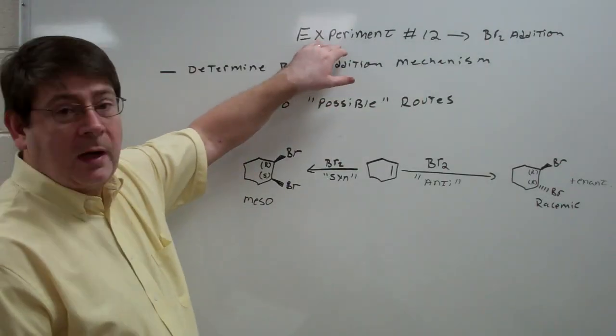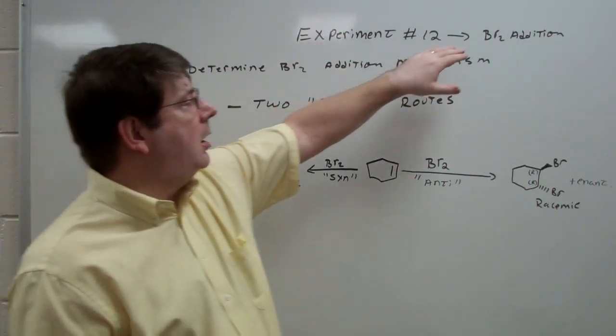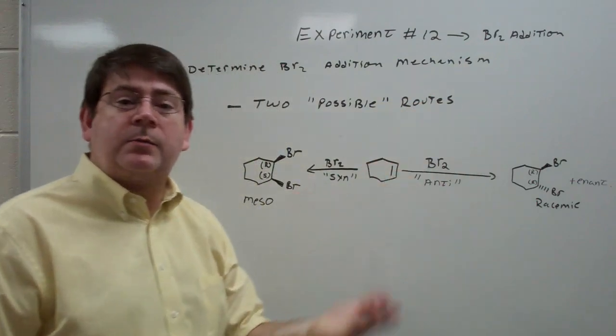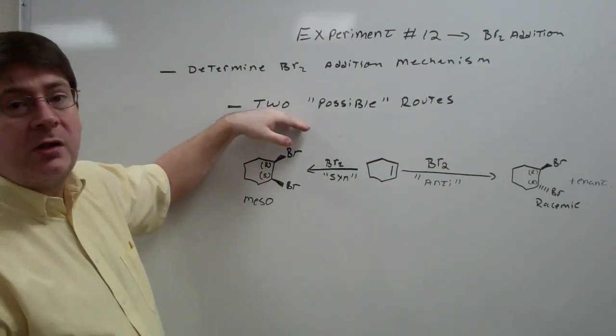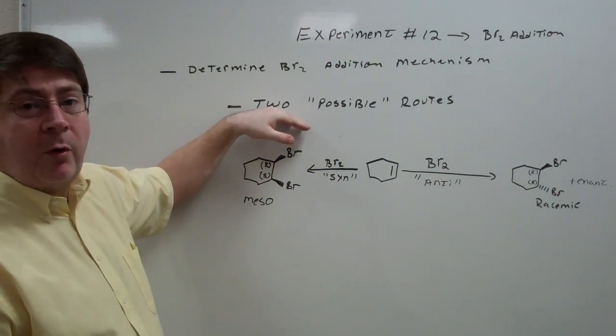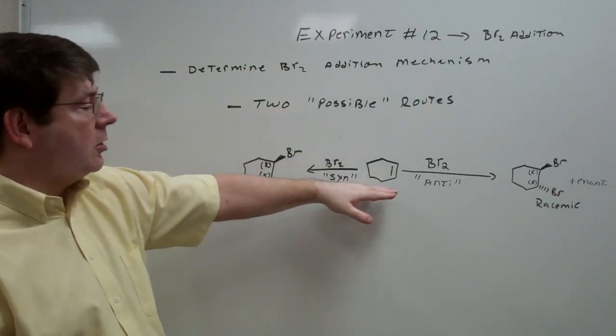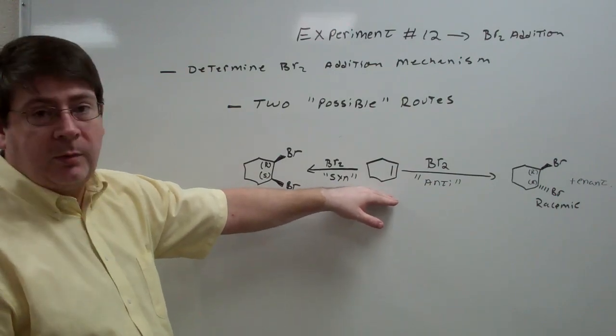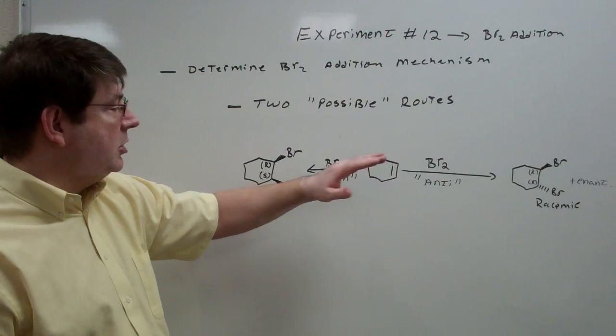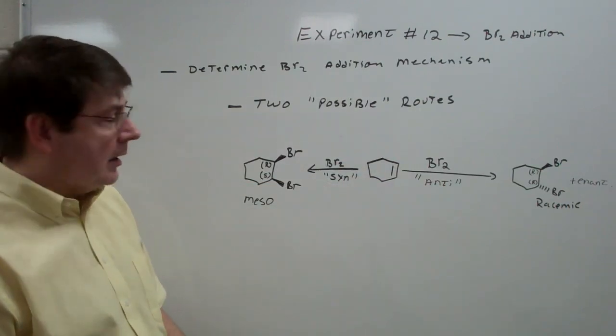So today we're going to be talking about experiment 12, which is the bromine addition to an alkene. This reaction is set up because there are two possible routes that one can conceive of for the addition of bromine across an alkene. I'm just going to start off with simple cyclohexene. This isn't the alkene you're going to be using. We'll talk about that in a moment, but this just illustrates the point that I'm trying to get across.